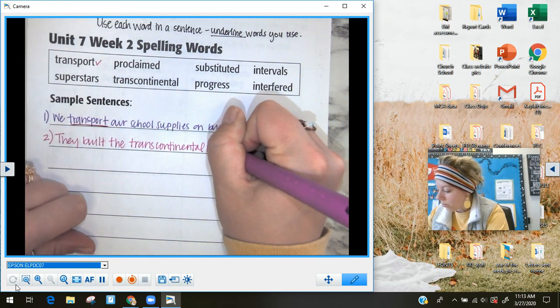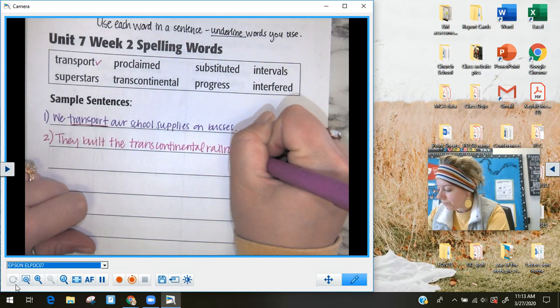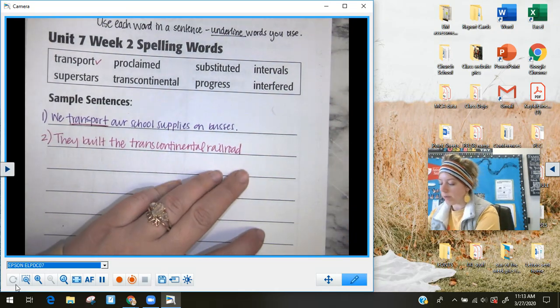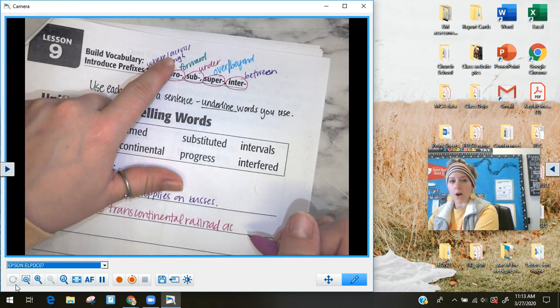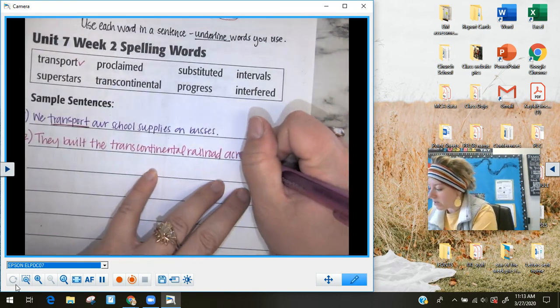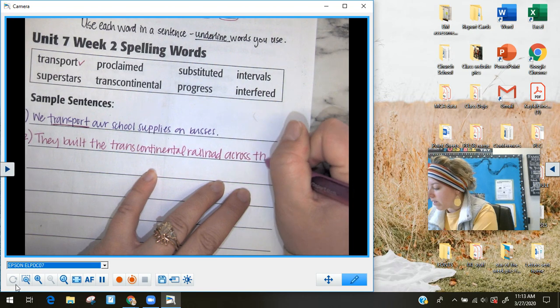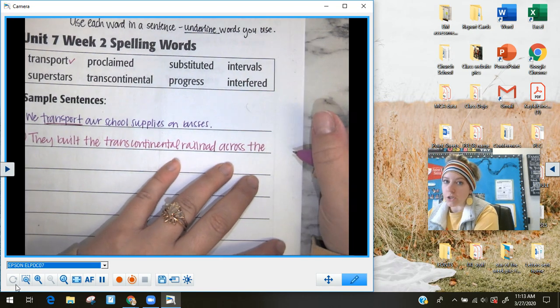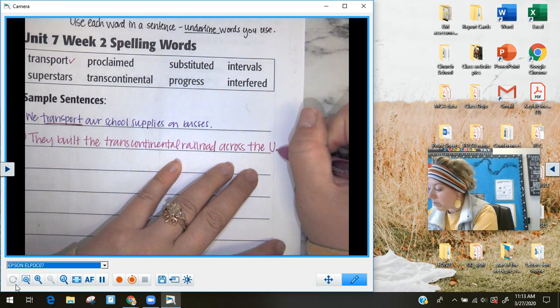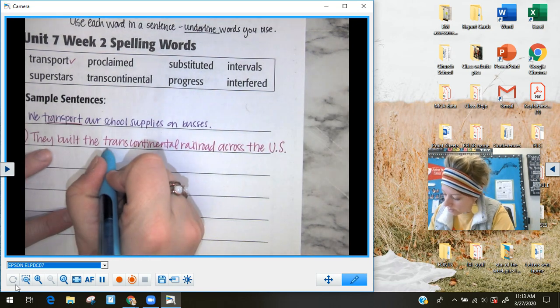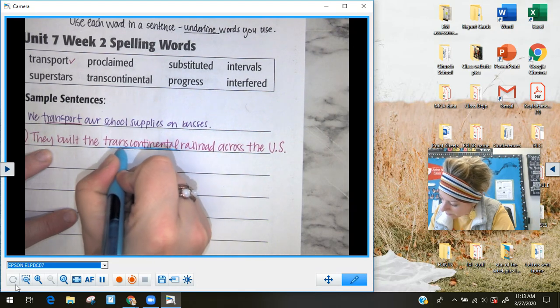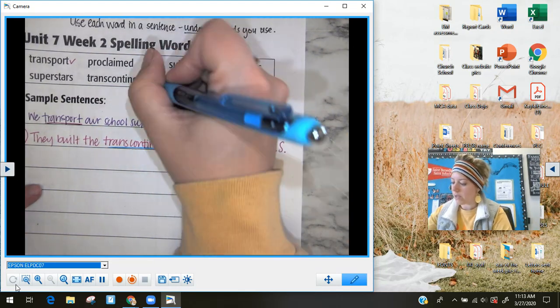Transcontinental Railroad. They built the Transcontinental Railroad, let's say across the U.S., because remember, trans means across. So let's add that into our sentence. Across. Now if you say U.S., you can't just do U and S, like us. You have to do capital U, period, capital S, period. And then I'm going to go in and underline transcontinental, because that's the word I used. Okay, done with that one.